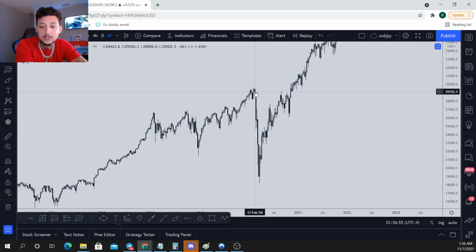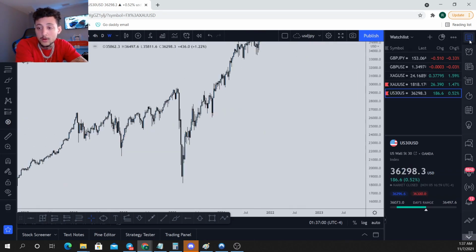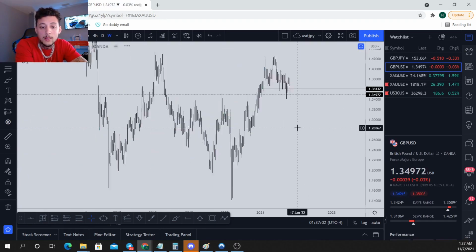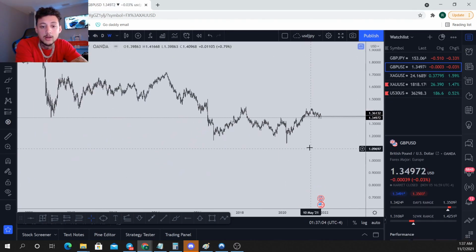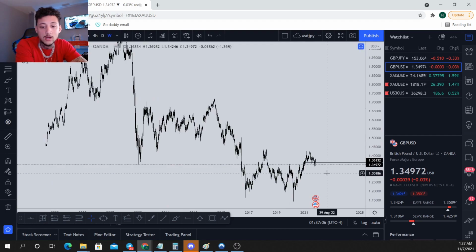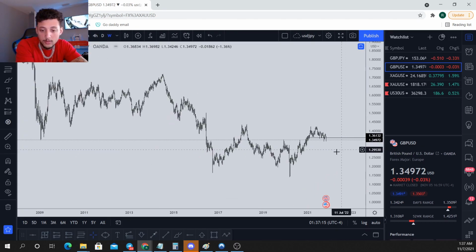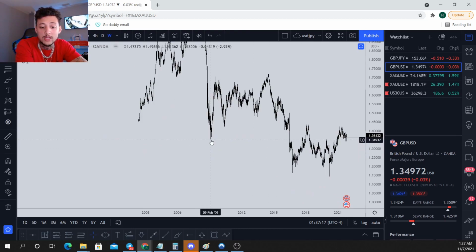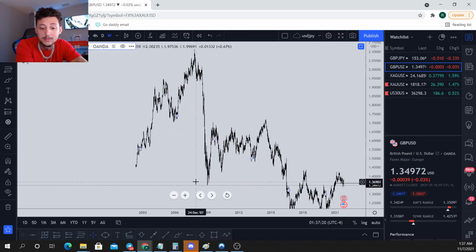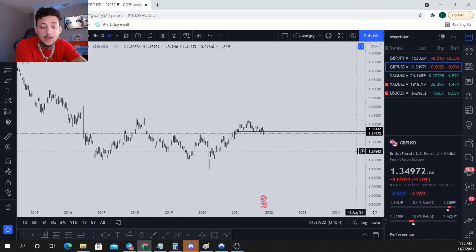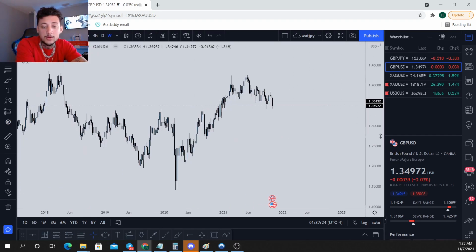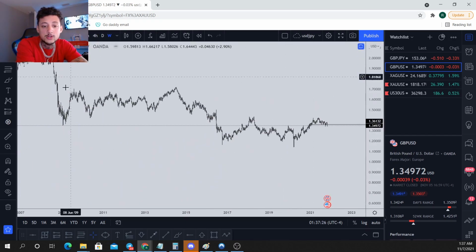Right now, this was obviously the crash during COVID, when the COVID-19 pandemic first hit. But if we take a look at another pair like GBP USD, we can see that for the last few years, we have consistently been getting lower and lower and lower, since 2009, 2007, practically. But I don't want you guys to focus on the bigger picture like this when we're identifying the trend.